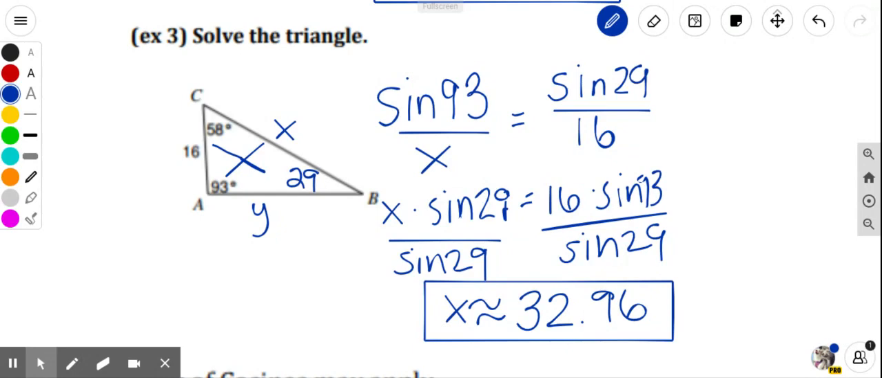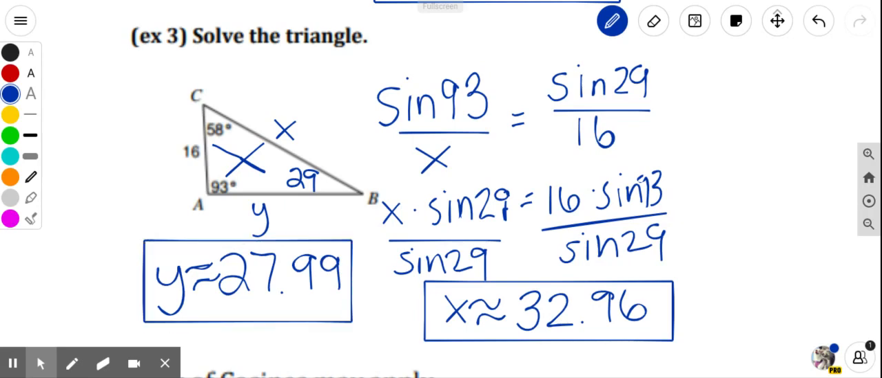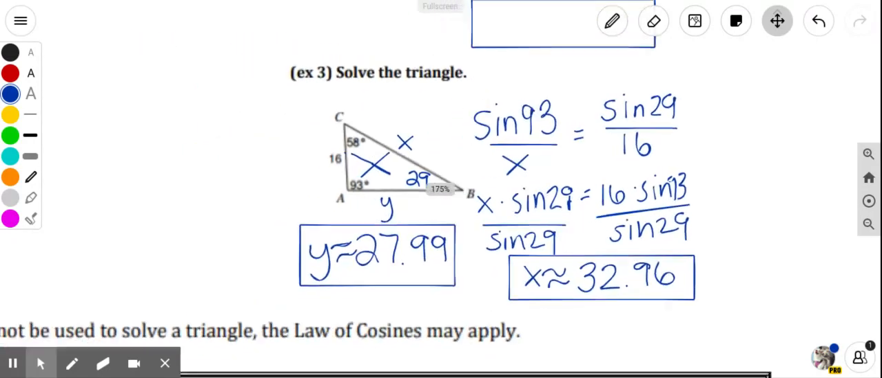Okay, why don't you guys try y? I'm just going to write here that y, you should end up getting approximately 27.99. If you don't end up getting that, let me know. Shoot me an email. I can help you figure out what you did wrong. But just to save this, and so it's not like an hour-long video, there's y. So again, you would set up another equation. So you would have sine of 58 over y equals sine of 29 over 16. Then you'd cross multiply. Okay, so you guys give that a try. Again, let me know if you have any questions about that.